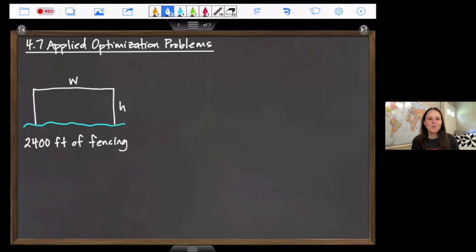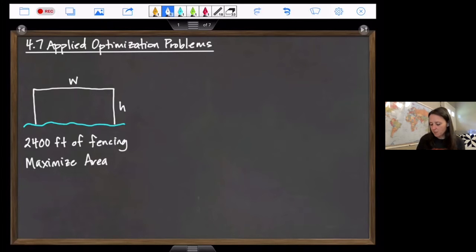We've got a rectangular pen with the dimensions labeled H and W, and I took note of the fact that we have 2,400 feet of fencing to build this pen with. And we know we want to give our goat the most area to roam around in, and so we're going to say that we want to maximize area. It's important to note the quantity that you want to maximize or minimize because that's the thing you need a function for. That's the thing you want to be able to take the derivative of.